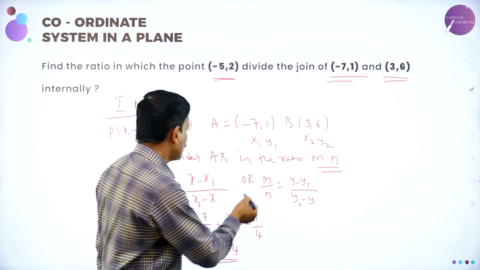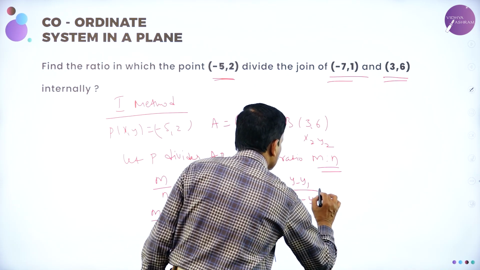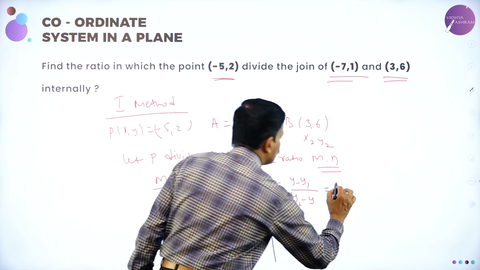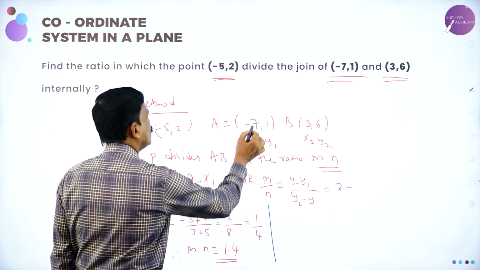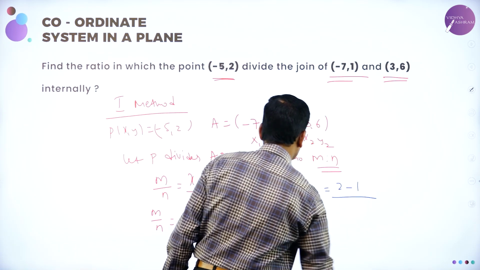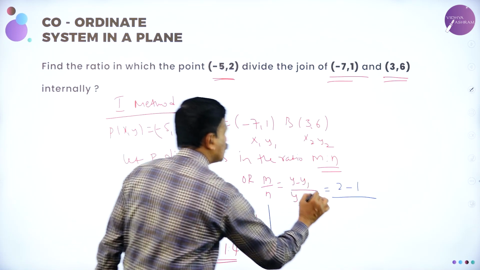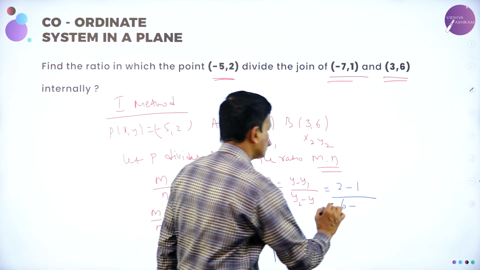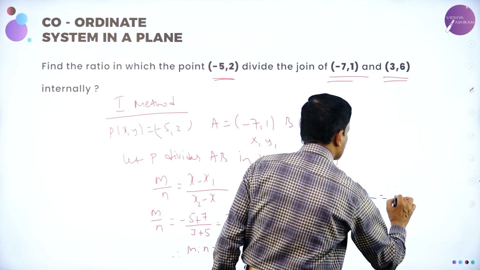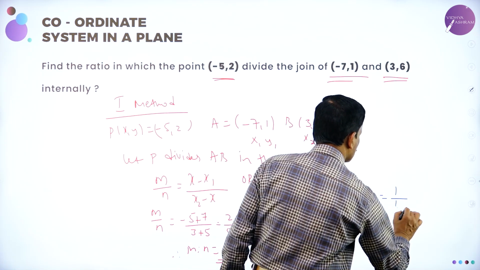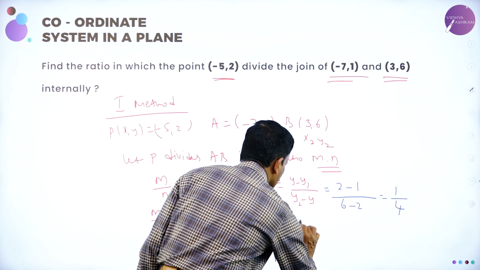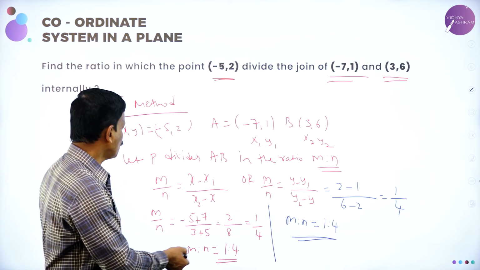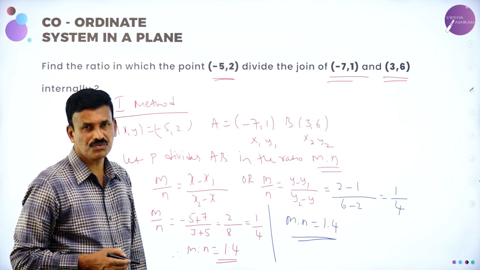Now let us simplify using y. m by n is equal to y minus y1. What is y? y is equal to 2 minus y1. What is y1? y1 is 1, divided by y2. What is y2? y2 is 6 minus y. What is y? y is equal to 2. Now, what is this equal to? 2 minus 1 is 1 divided by 6 minus 2 is 4. So, therefore, the ratio m is to n is equal to 1 is to 4. So the required ratio is 1 is to 4.